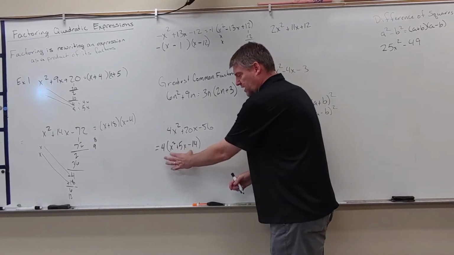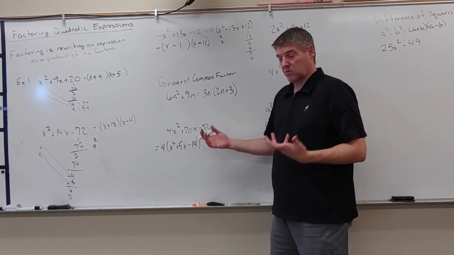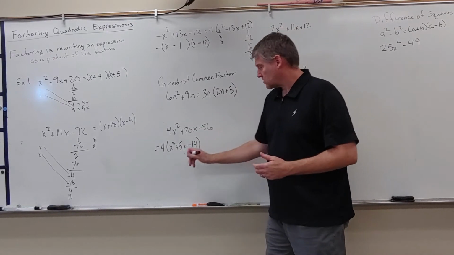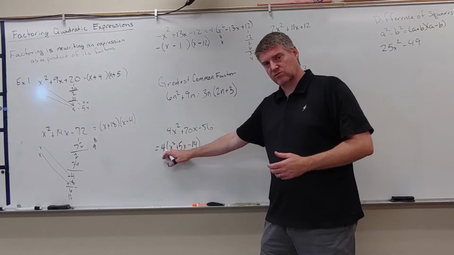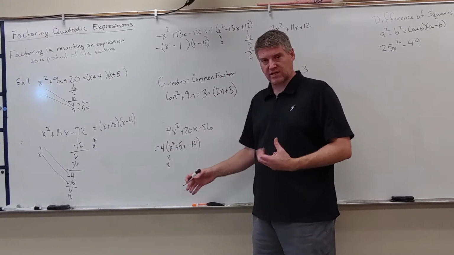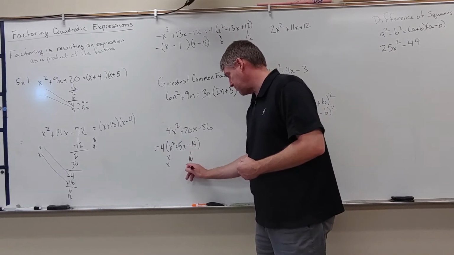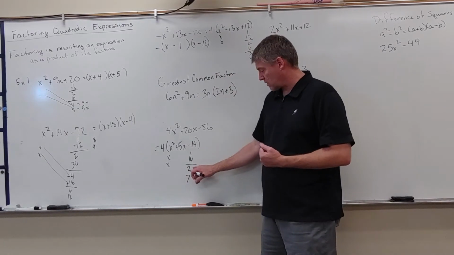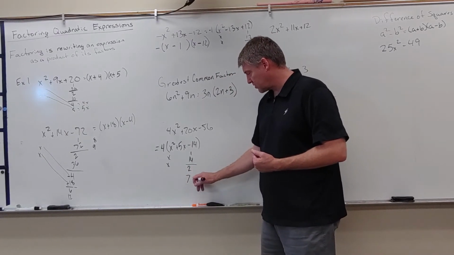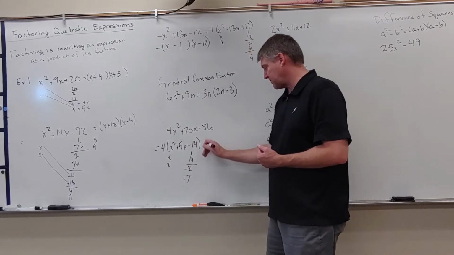Now I look inside this parenthesis again. Does this factor? Let's see. So I have x and x. I see that I have a positive x squared, a negative 14, which tells me I have to find the difference to be 5. Do either of these have a difference of 5? Yes, this one does here. 7 and 2, it's a positive 5, so I'm going to make that a positive 7, that a negative 2.